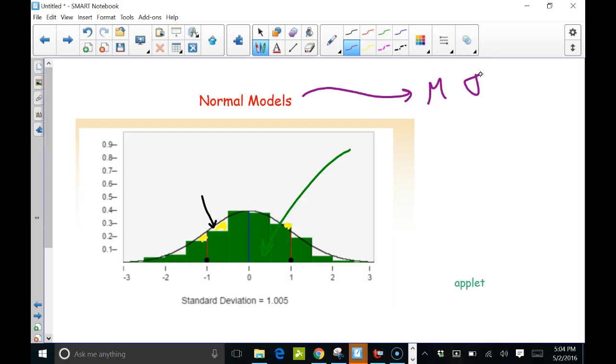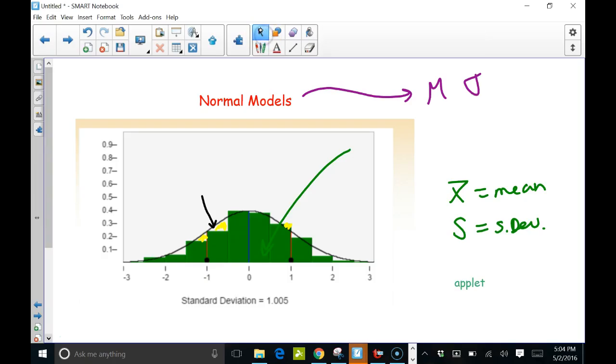When we have the histogram, which is in green, we have raw data. So we can find the mean, which we call x bar, and we can find the standard deviation, which we call s. So whenever we're dealing with the normal model, however, we're going to use mu and sigma, again, because they're theoretical perfection. So for a moment, I'm going to go look at an applet with you to kind of give you a better picture of the normal model.